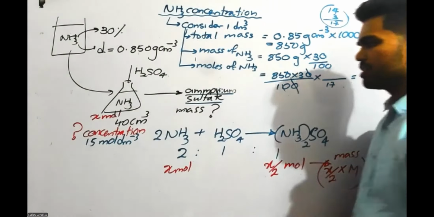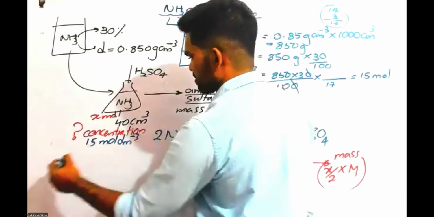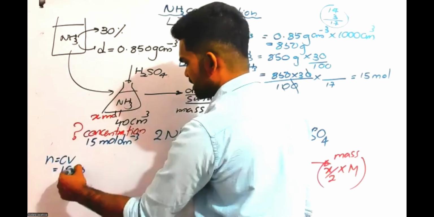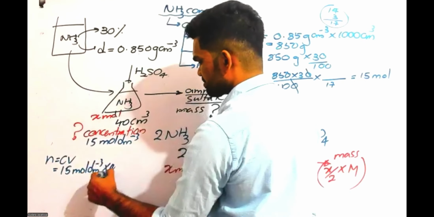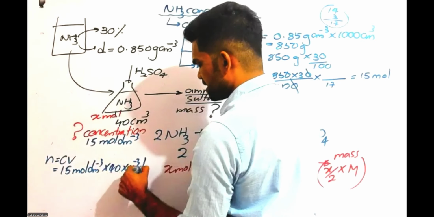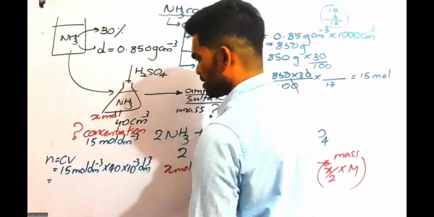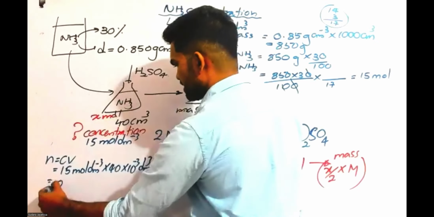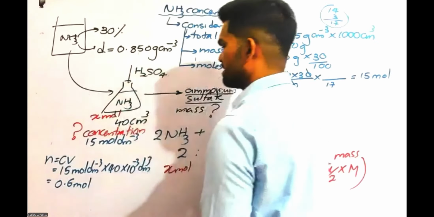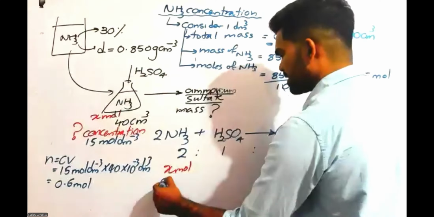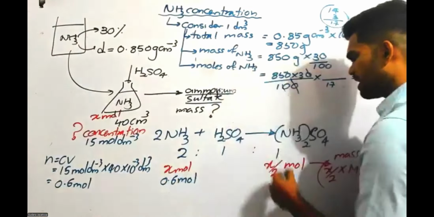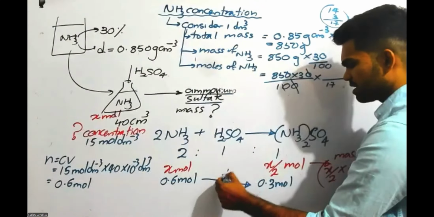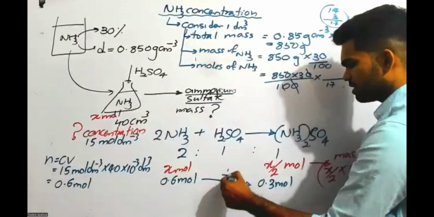So now, how many moles of ammonia is there? So n equals CV, no? Concentration 15 moles per decimeter cube. Volume is 40 into 10 to the power minus 3 decimeter cube. So you will see number of moles are 0.6. Okay, 0.6. Now if you have 0.6 here, how many moles will you have from ammonium sulfate? 0.3, because you need to divide this by 2. That's how we deal with the mole ratio.